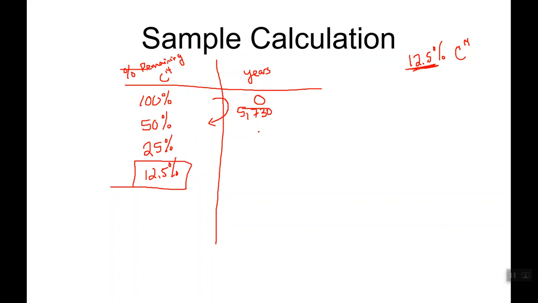5,730 years have passed. After a second half-life, when only 25% of your carbon-14 remain, another 5,730 years have passed. After a third half-life, when you've gone from 25 to 12.5% remaining of carbon-14, another 5,730 years have passed. So how many years have passed? How old is this artifact or this fossil? Well, add your years up. What is this, 17,000?